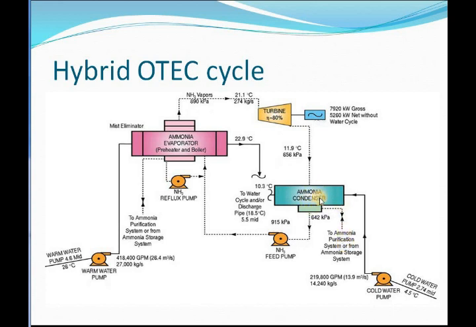With the ammonia condenser, if you see, there is another block connected where you have the ammonia storage system. Okay, this is going back to the ammonia evaporator, and the process repeats itself. So this is your hybrid OTEC cycle.